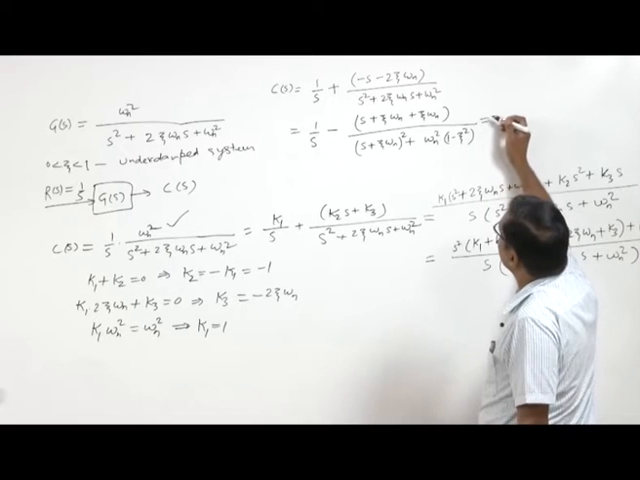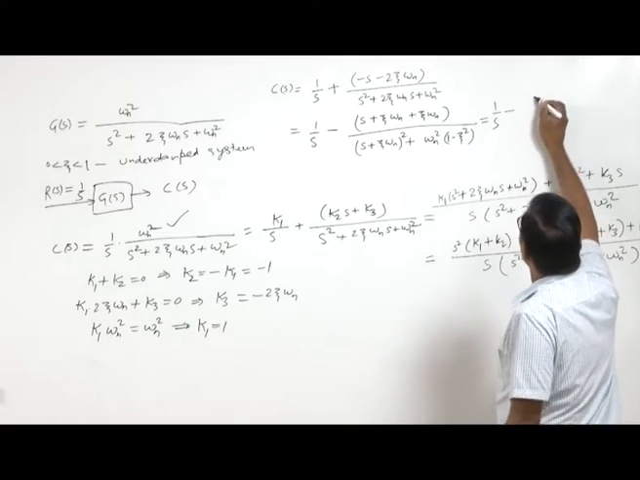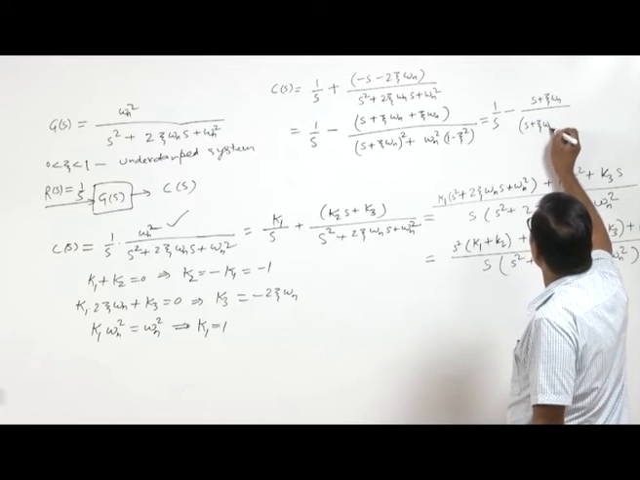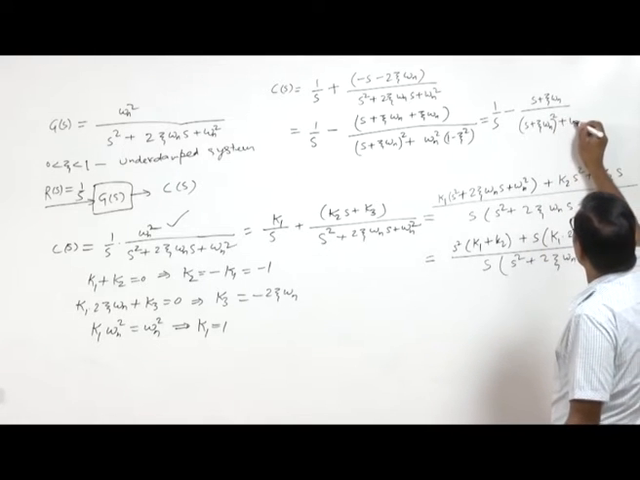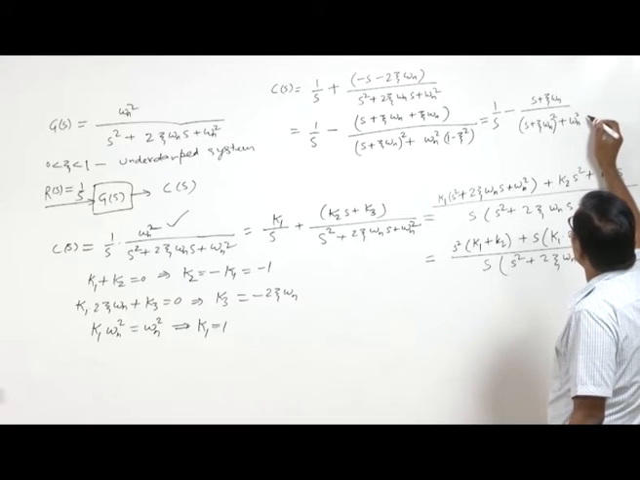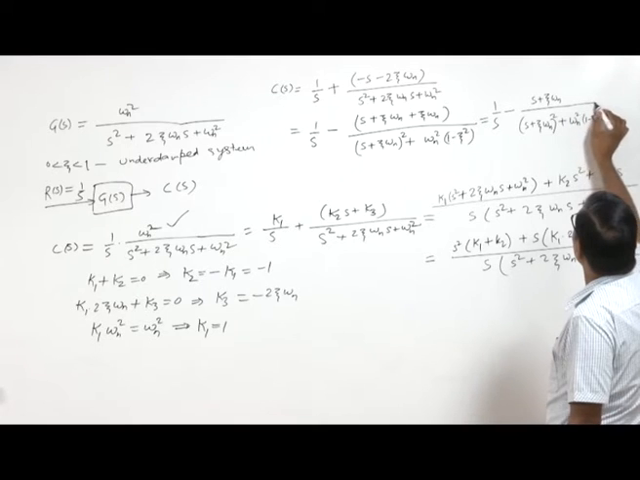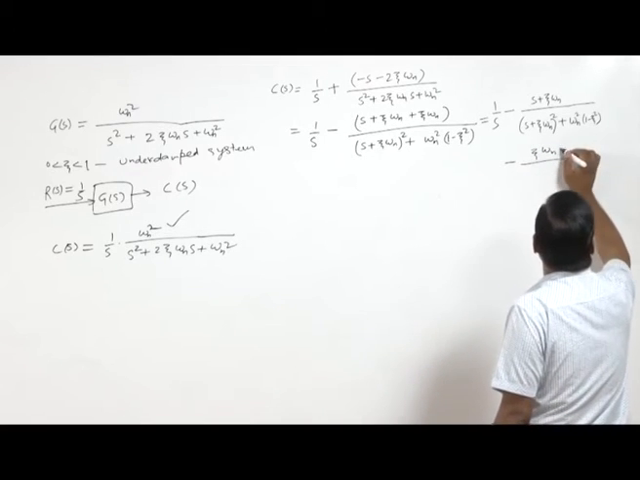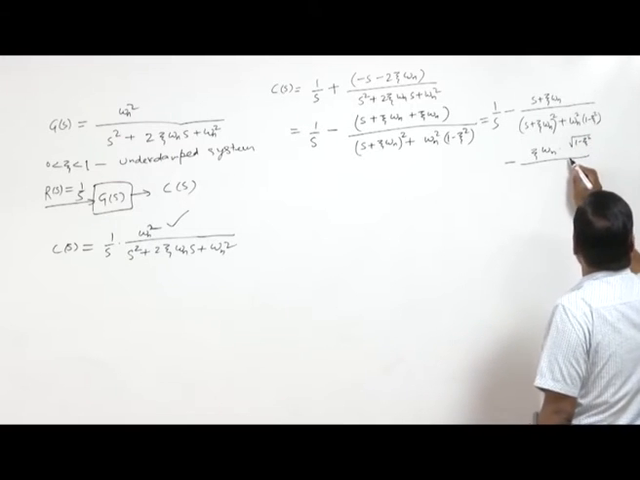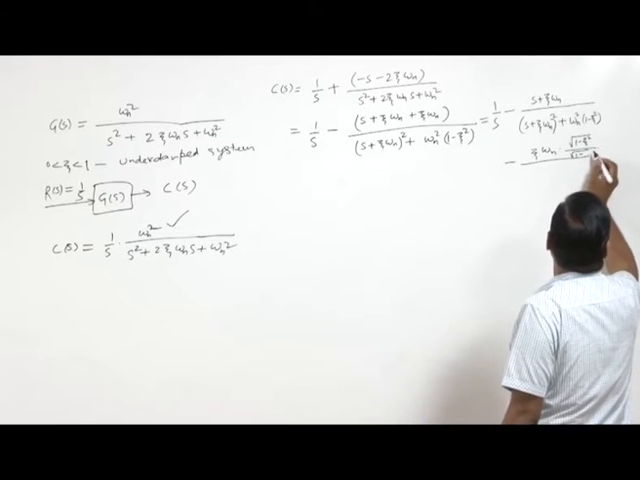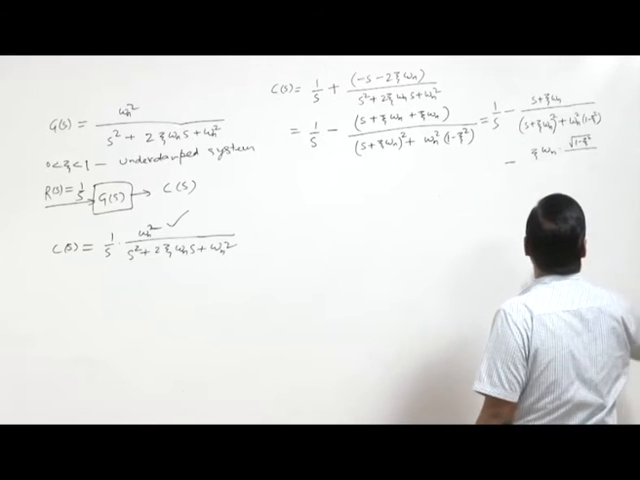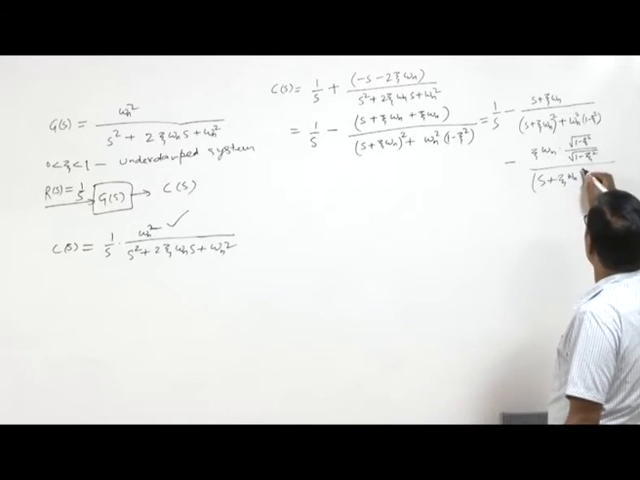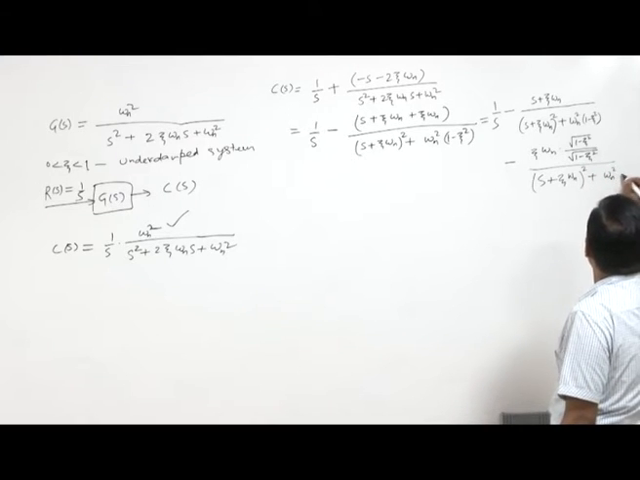Now we can rewrite this expression as 1 by s minus s plus zeta omega n upon s plus zeta omega n whole square plus omega n square into 1 minus zeta square. So we can write here minus zeta omega n upon root 1 minus zeta square, so we multiply and divide by root 1 minus zeta square, upon s plus zeta omega n whole square plus omega n square into 1 minus zeta square.